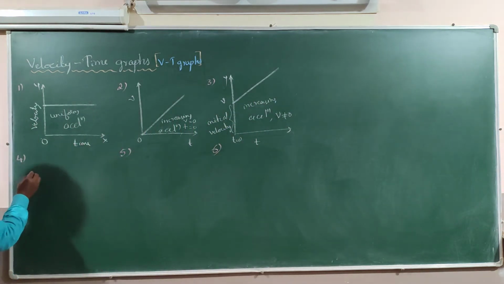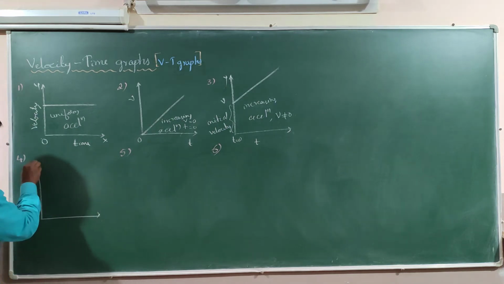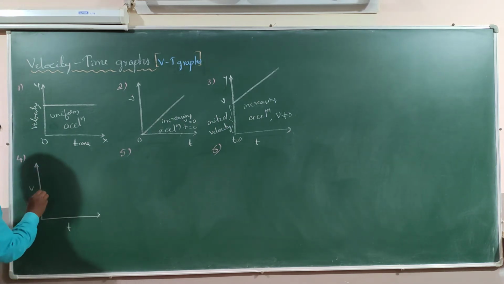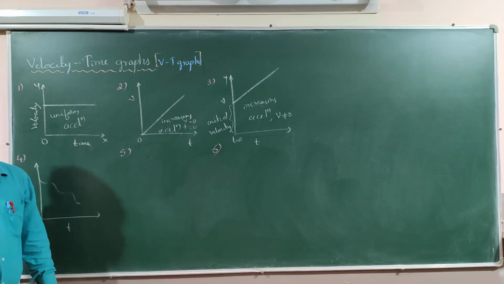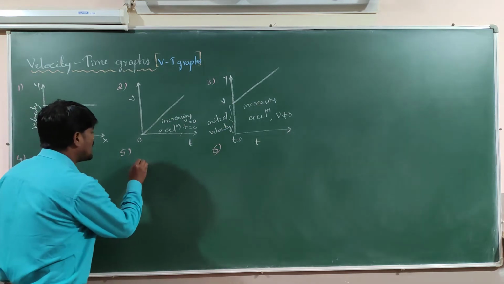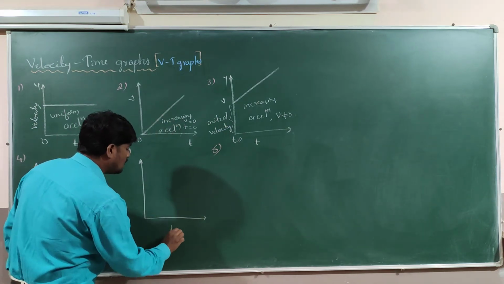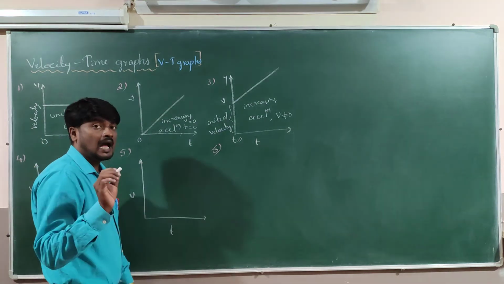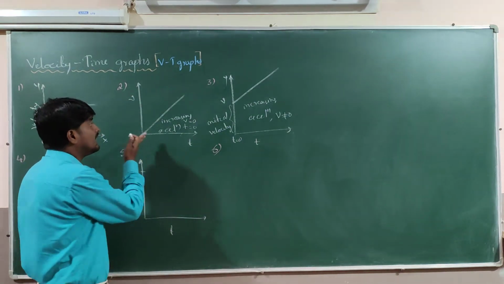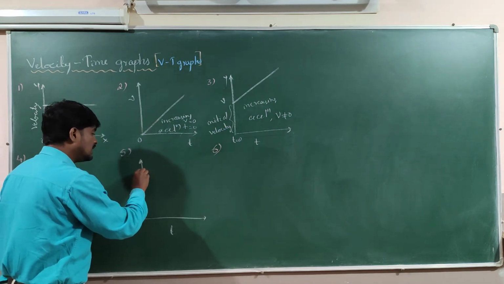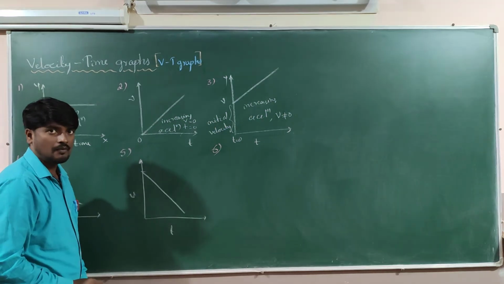Now, if the body moves with a variable acceleration, then it goes like this. It is of a random shape. Next, if the body moves with some initial velocity but decreasing, then the body will go like this. This will be the nature of the graph.